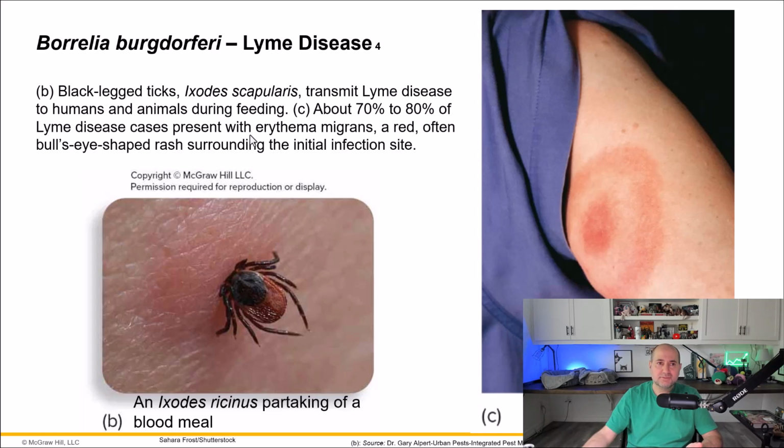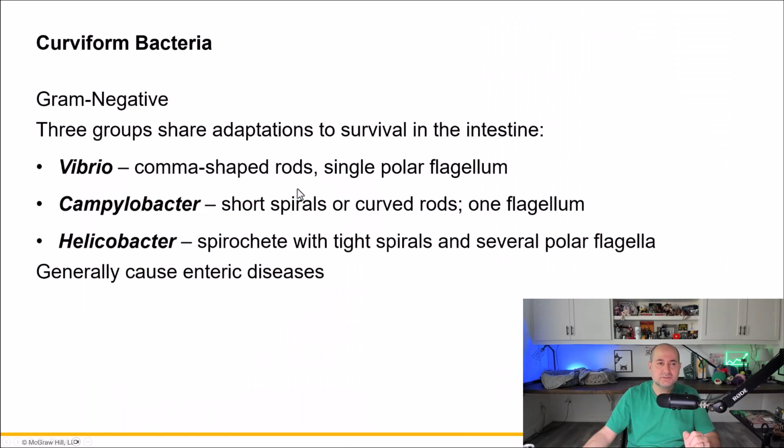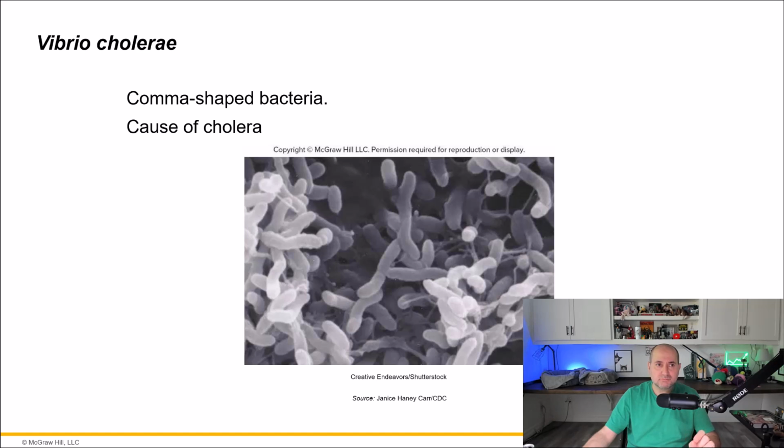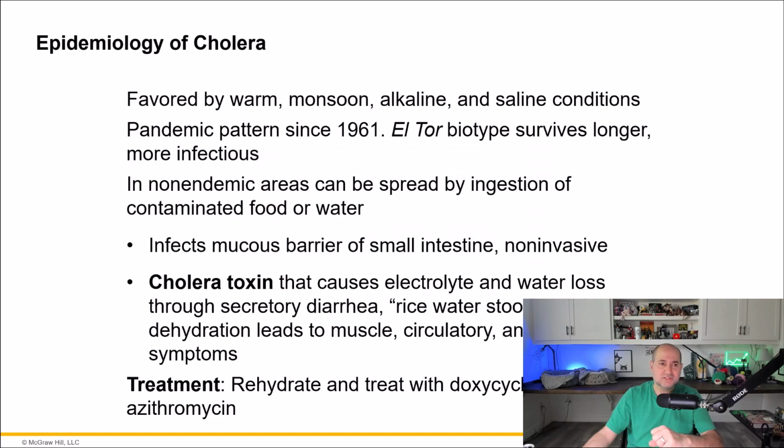And do you remember what happens when you get that tick bite? If the tick delivers the bacteria, Borrelia, into your system, you end up with this bullseye-shaped rash called erythema migrans. Next, we learned about the curved bacteria. Do you remember we touched on Vibrio cholerae? This is the cause of the GI disease called cholera. Remember, that's the one that results in diarrhea, the rice water stool diarrhea, it's been described as.